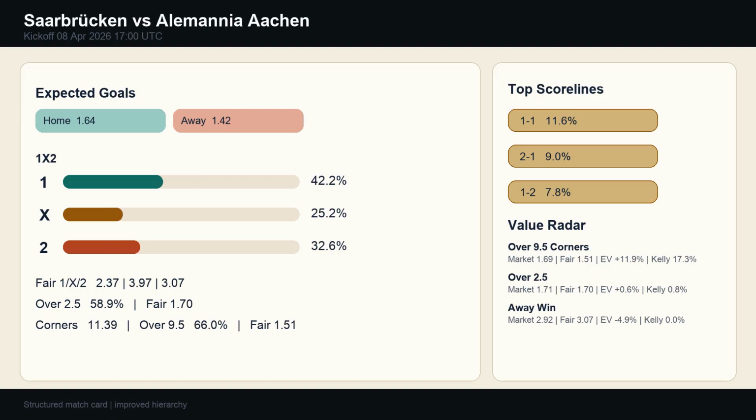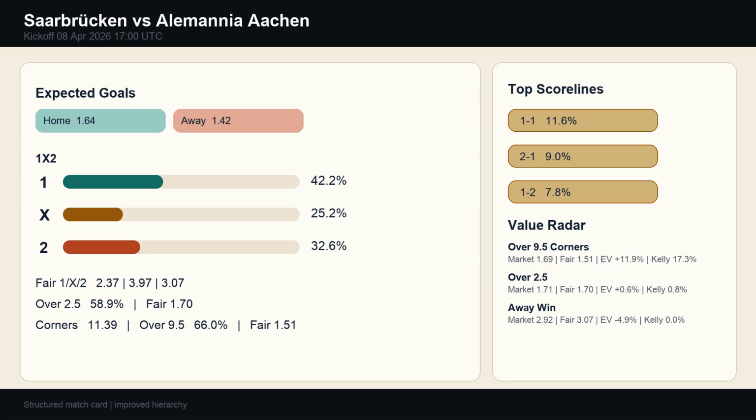Now Saarbrücken against Alemannia Aachen. The model likes goals. It sees both teams contributing enough attacking output to make over 2.5 a live angle. The projected balance of the game is fairly even, but the overall shape points toward chances at both ends. The model's logic is basically that this is not a sterile tactical contest. It is a game with enough instability to create goals.